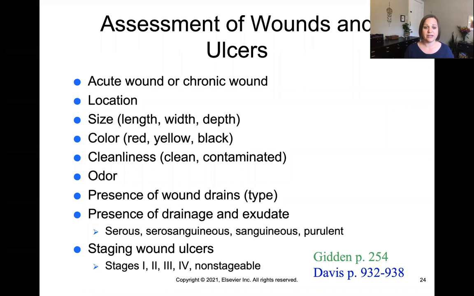So is it serous drainage? Serous meaning very clear. Serosanguinous, sanguine means blood, so serosanguinous would be pink tinged, where it's serous fluid mixed with a little bit of blood. Is it just sanguinous, where it's very red exudate, or is it purulent and it looks infected? And then finally, you can stage wound ulcers by stage 1, 2, 3, or 4, or non-stageable if, based on the type of assessment, you're unable to tell.